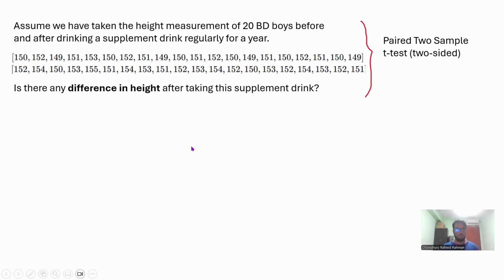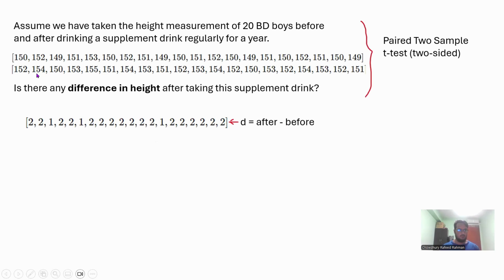That's all. Okay. So the first thing we have to do is take the difference, after minus before. So 152 minus 150, 154 minus 152, and so on and so forth. If we do that, we are going to get all these differences, right? And the mean of these differences is 1.8. The standard deviation is going to be 0.41. You can do the math. It's very easy. Now, this is going to be your t score.